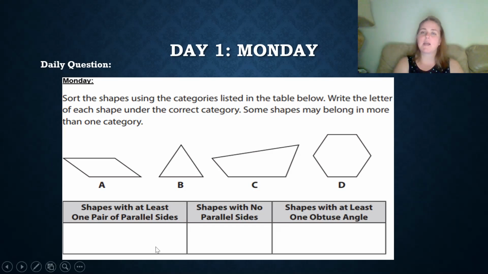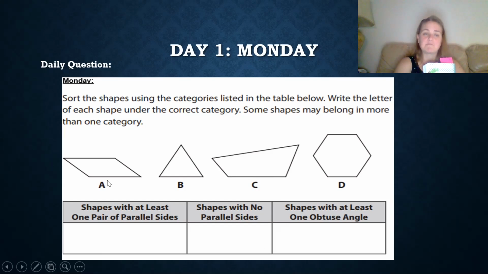But let's look at an example before we go. The first one says shapes with at least one pair of parallel sides. Remember, parallel sides never touch. So if I'm looking at C, if I kept going with this line and this line, they would eventually touch. Same thing with the top and the bottom. If I kept going with those lines, they would eventually intersect. So I know I'm not going to put C in that box.